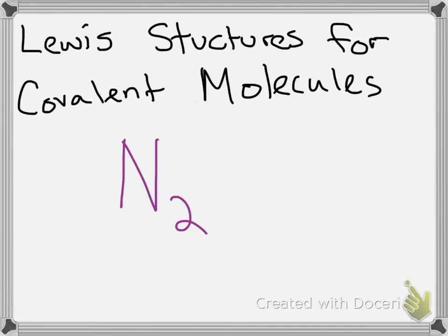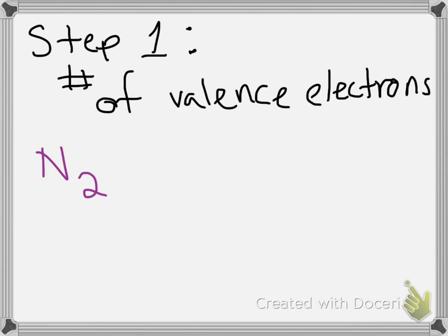In this video, I'm going to show you how to draw the Lewis structure for a molecule of nitrogen. Nitrogen is a diatomic molecule, so it's written as N2. So step one is to figure out the number of valence electrons.